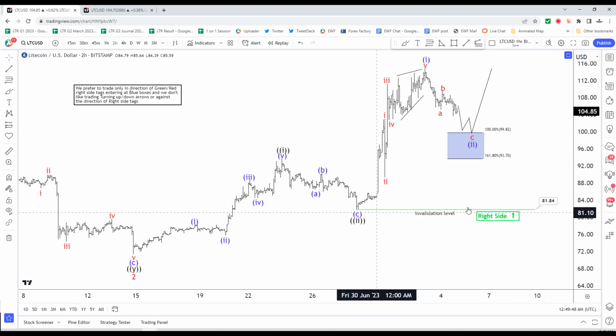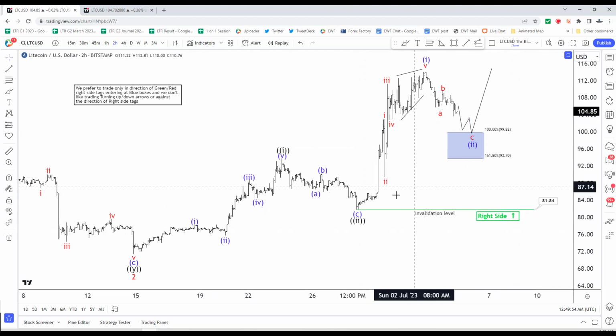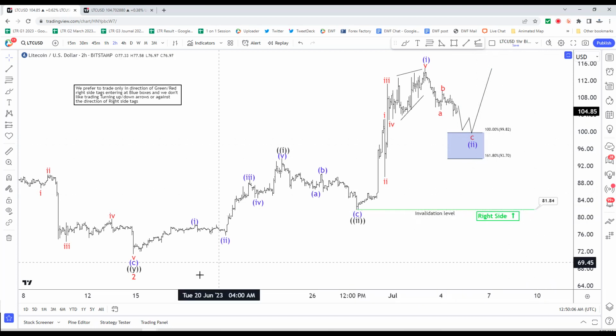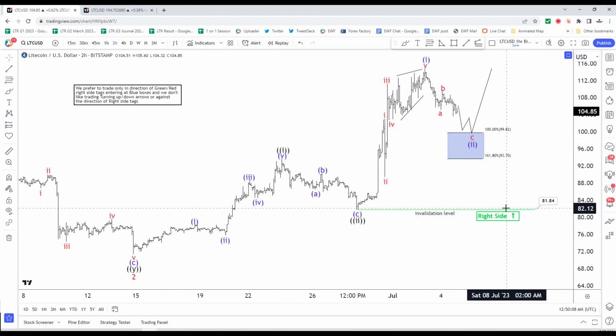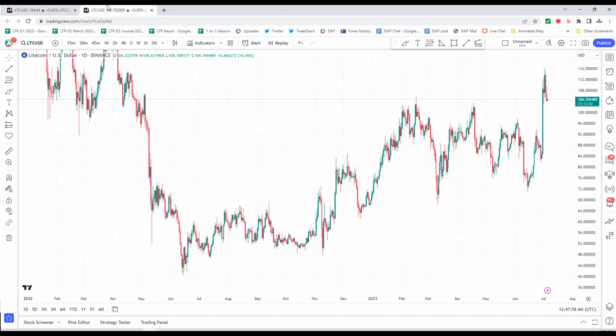Okay, and I think the invalidation level remains to be the previous low. As long as this pivot is still holding, then we can continue to look for the upside, and this is sort of the more precise possible zone of the support. The invalidation level is more of how the structure is bullish as long as it stays above this area here at this level.